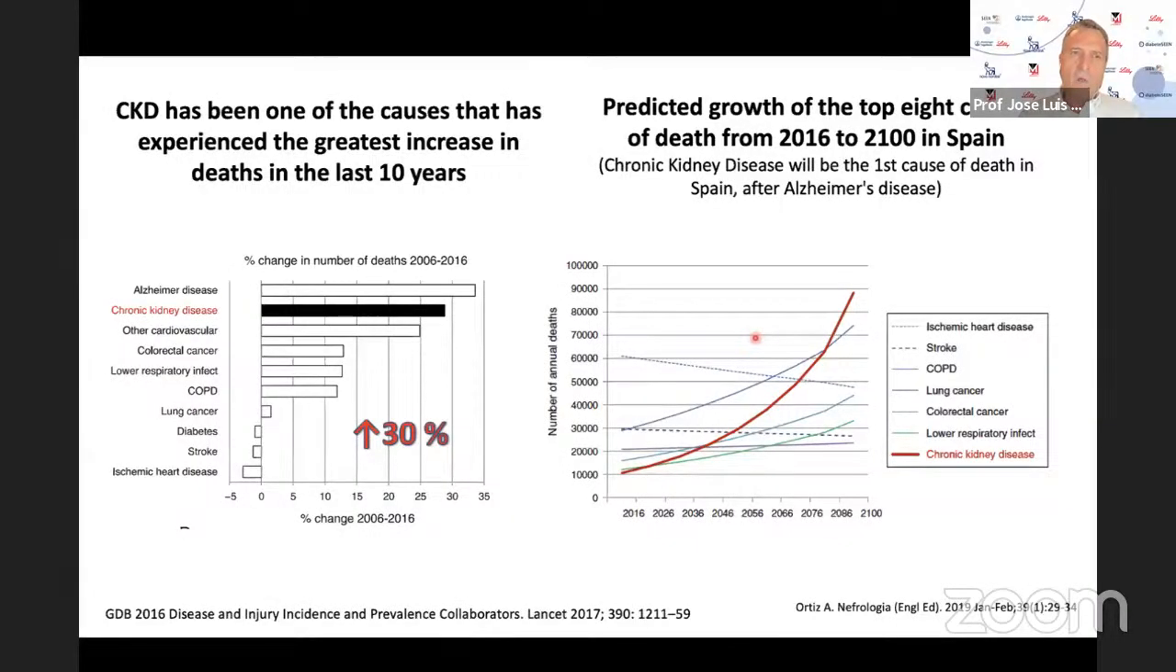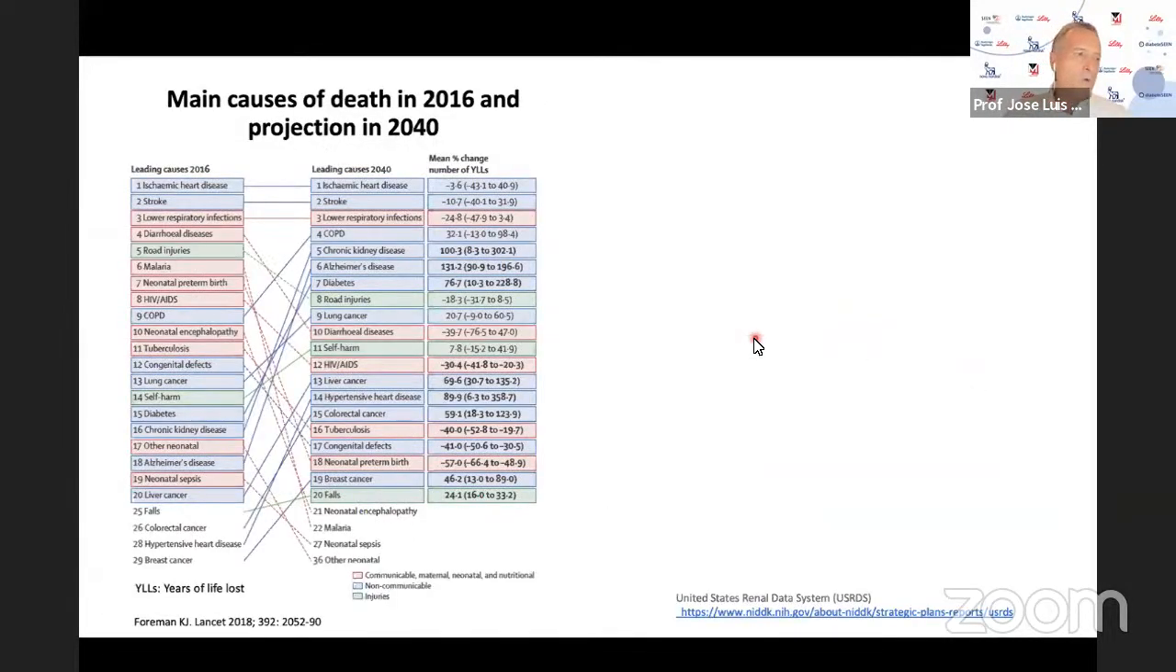30% together with Alzheimer's, and they will be the most important causes of mortality. In the right panel, we can see the predicted growth of the top 8 causes of death in Spain, based on our registry. Based on our registry, we can see that in 30-40 years, Alzheimer's and chronic kidney disease will be the main causes.